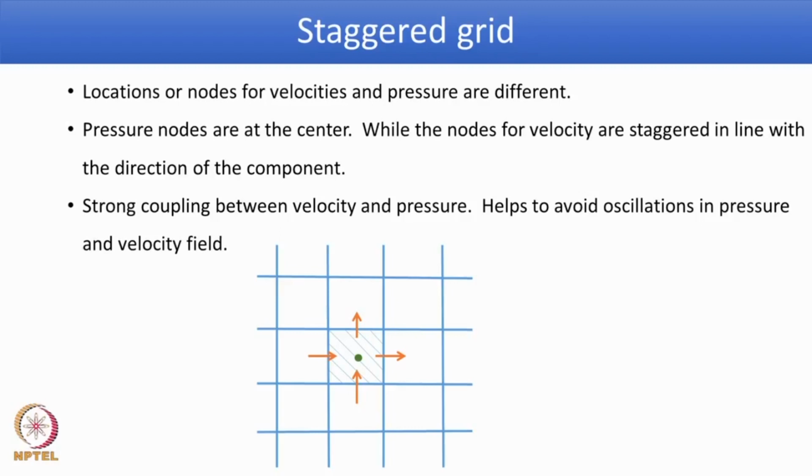There is one big advantage: there is a strong coupling between velocity and pressure. As you can interpret from this figure, the pressure at the center is responsible for the u velocity flow as well as for the v velocity flow, as shown in the figure. Hence, there is a natural strong coupling between velocity and pressure, and this avoids oscillation in pressure as well as in the velocity field.